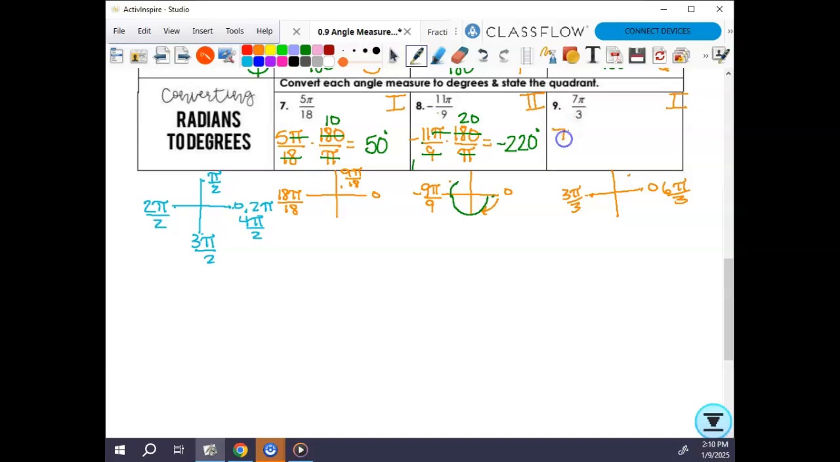So I'm going to take 7 pi thirds, multiply it by 180 over pi. My pi's cancel out. 3 goes into 3 once. How many times does 3 go into 180? 60, good. So I have 7 times 60, which is 420 degrees. So let's think about that. I'm here, this gives me 360, and then another 60, and I'm in the first quadrant, okay?